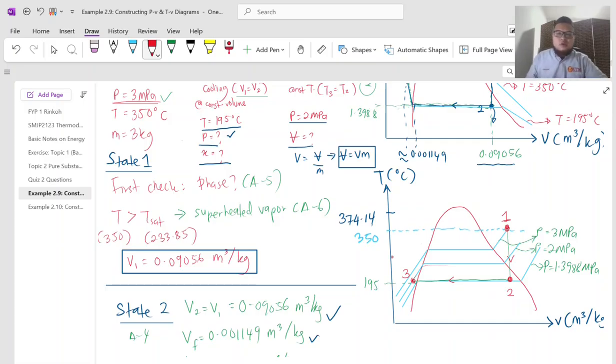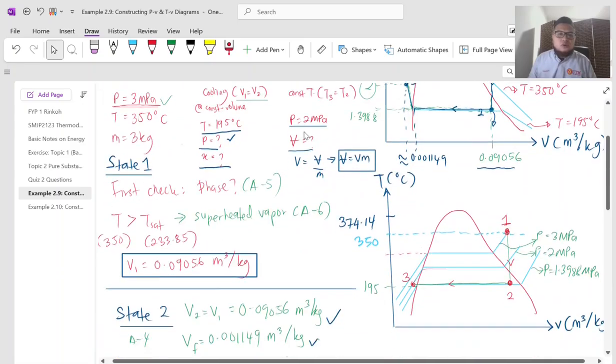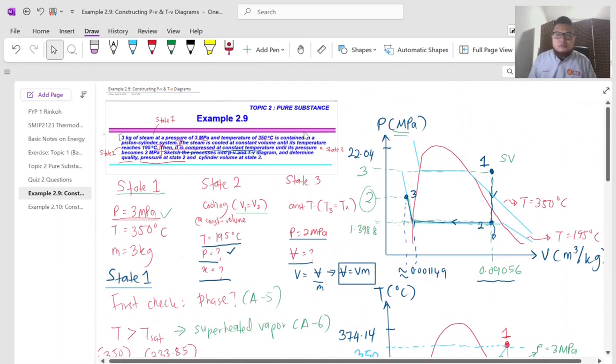You can find out the temperature at 3 megapascals by just looking up the A5 table. So that's how you draw a PV diagram and a TV diagram using the properties table as your guide. Hopefully you get something good out of it. See you next time.